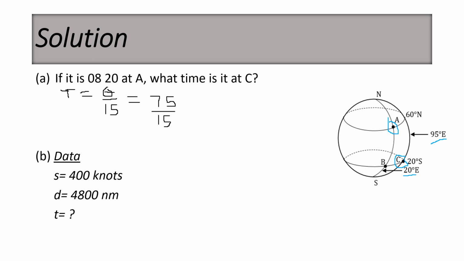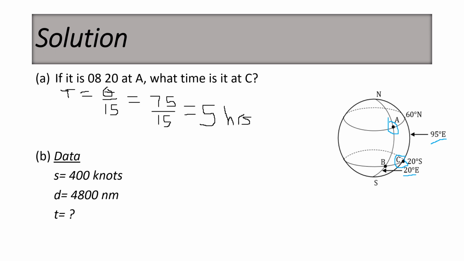75 divided by 15 gives 5. These are the hours. This is the time difference between point A and point C: 5 hours. But this is not our final answer. Remember, we are calculating the time at C, if at A it is 8:20 hours.